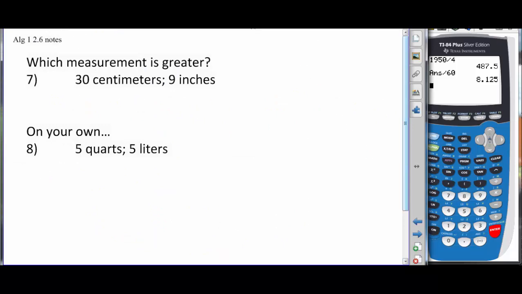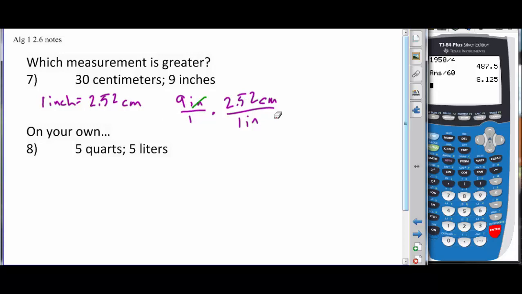All right, different type of question. Which measurement is greater, 30 centimeters or 9 inches? Again, we have to use our little cheat sheet, and what I know is that 1 inch is approximately equal to 2.52 centimeters. So to figure out which is longer, I'm going to choose one of them to convert the other way. To me, it makes sense to do 9 inches times 2.52 centimeters per 1 inch.